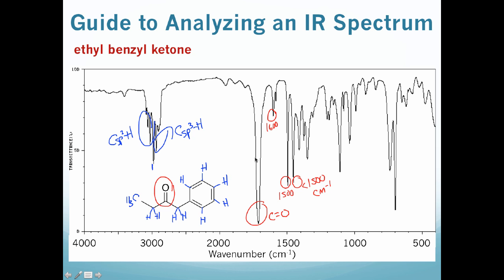One other thing we can pull out of here pretty easily is this signal just less than 1400, and that is representative of a methyl group. And that's this methyl group right here. So these are a few of the things that we can pull out of this spectrum.